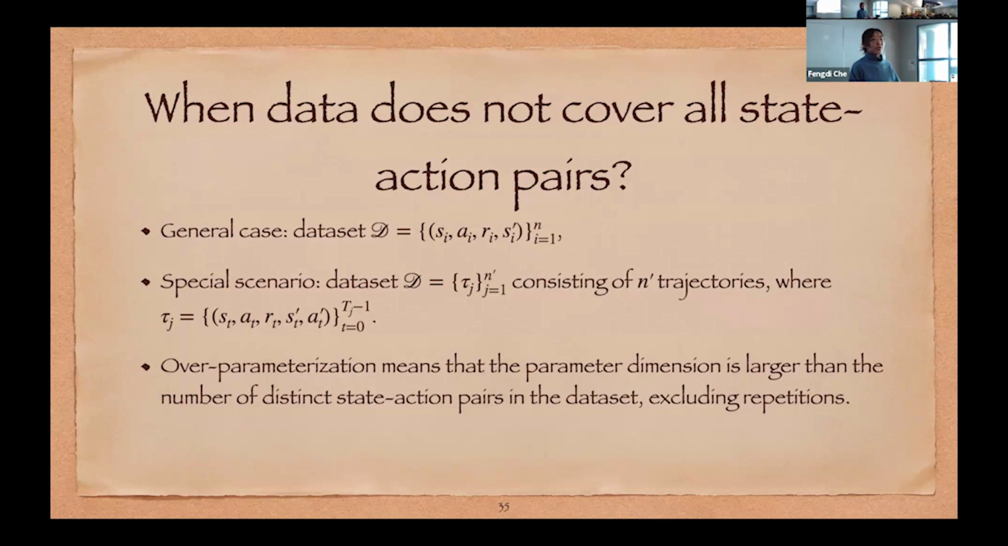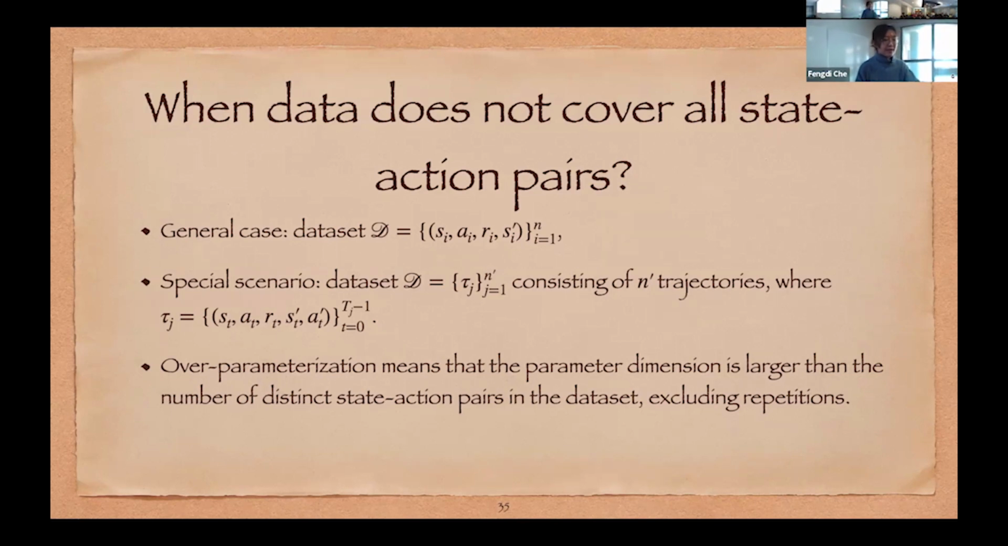Then we look at a special scenario where the data set consists of trajectory data collected under behavior policies. And this trajectory data can be broken into state-action pair, next state-action pair transitions as well. And for the over-parameterized model, we just want to count how many state-actions show up in the data set without any repetition. Some data may repetitively show up, but we do not count them. We just count how many distinct samples show up in total. We call that K. And we just want our model dimension to be larger than that number K, which is over-parameterized.